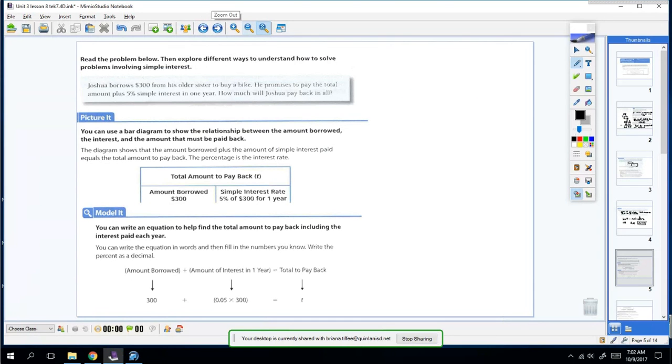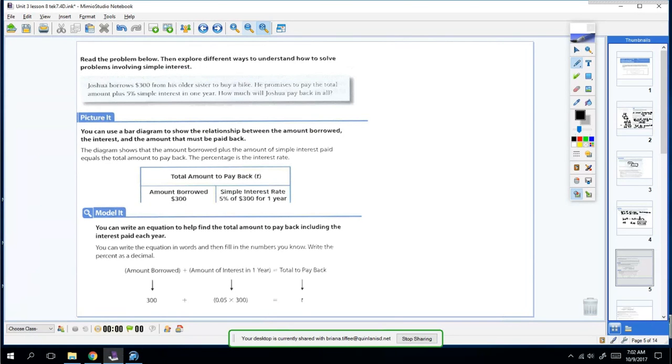Okay. So read the problem below, then explore different ways to understand how to solve problems involving simple interest. Joshua borrows $300 from his older sister to buy a bike. He promises to pay the total amount plus 5% simple interest in 1 year. So how much will Joshua pay back in all?